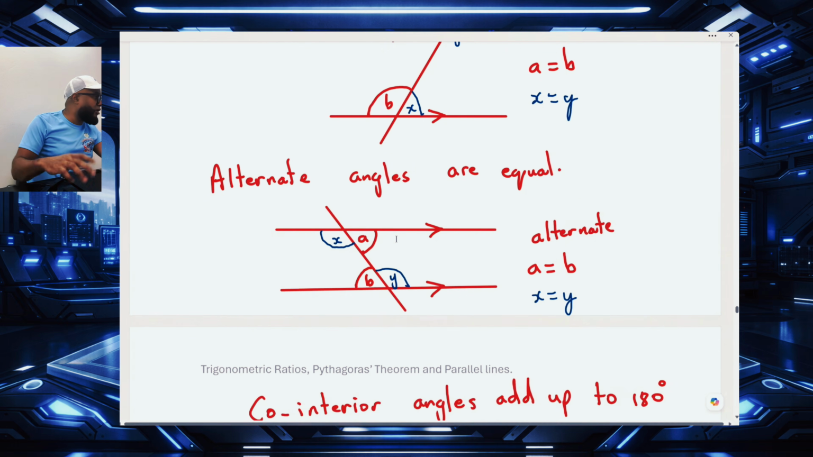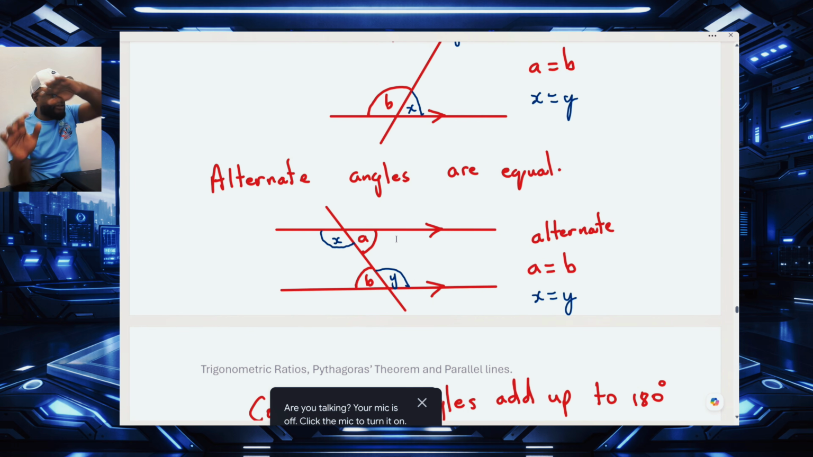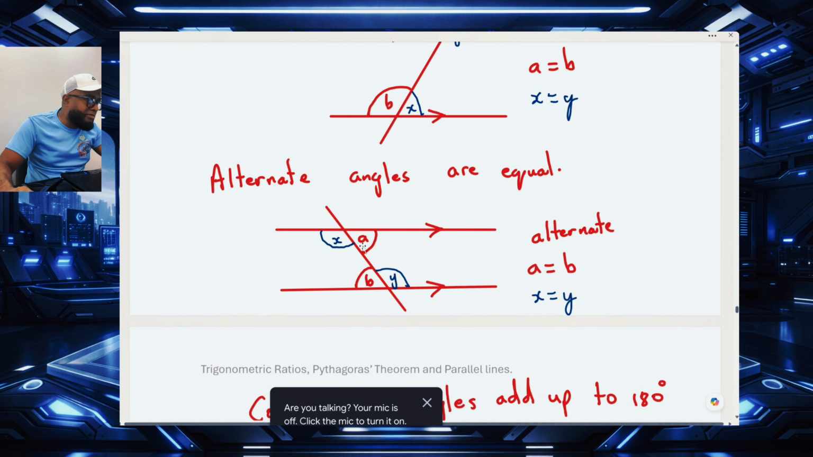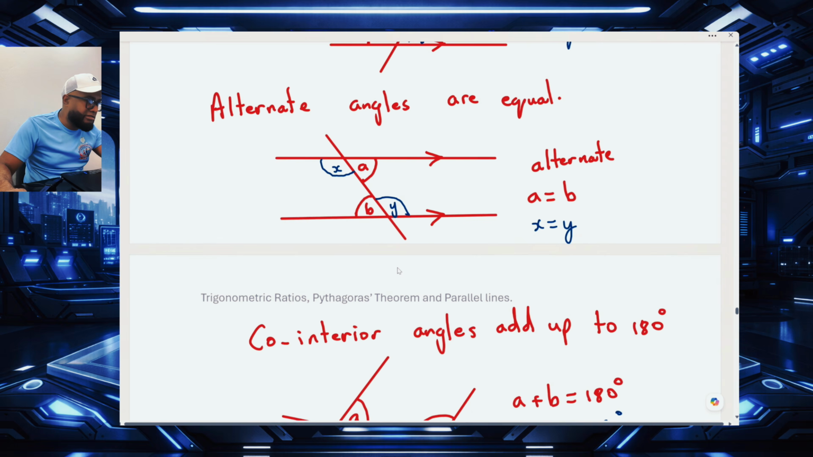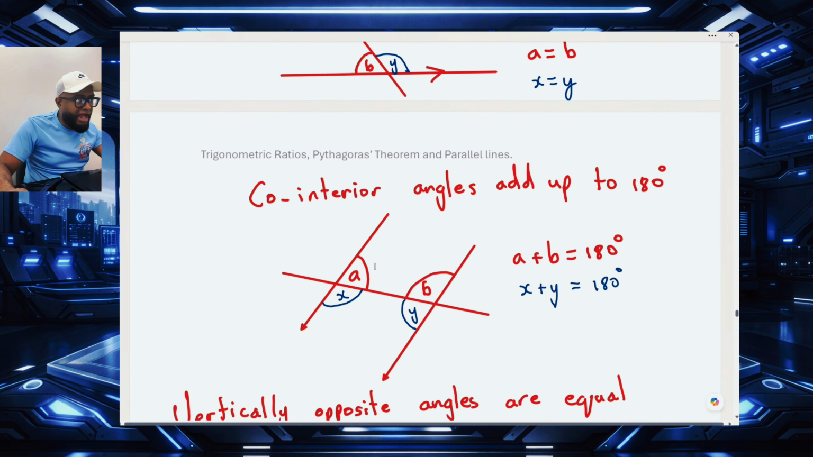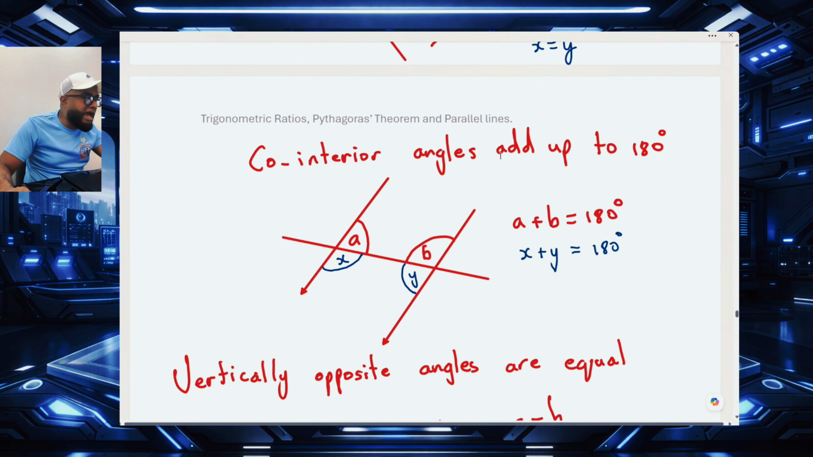Alternate angles must be within your parallel lines. So this angle on top here will be equal to this angle under here, and X will be equal to Y. They are alternate angles. Co-interior angles add up to 180 degrees, meaning that A plus B would be 180. Also, X plus Y would be 180.